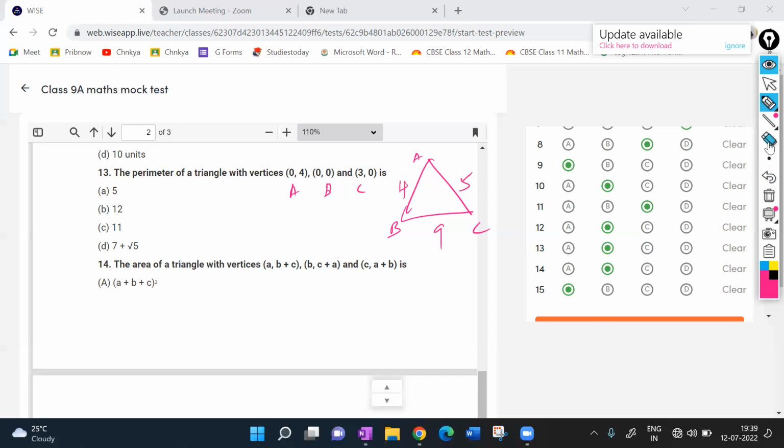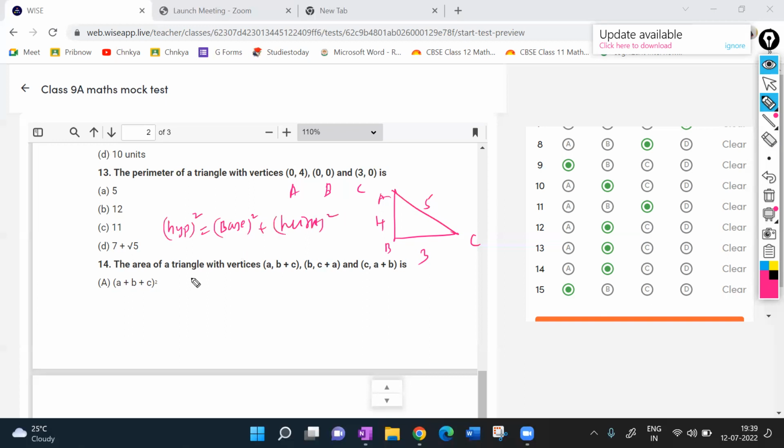Look at it here, we can just do it like this as well. Let's say this is A, this is B, this is C. Distance between A and B is what? BC is 3, sir. This is 3. What is A and B? 4. What is A and C? 5. Correct? So it follows the Pythagoras theorem. Base square plus height square. Look at it, is it satisfying or not?